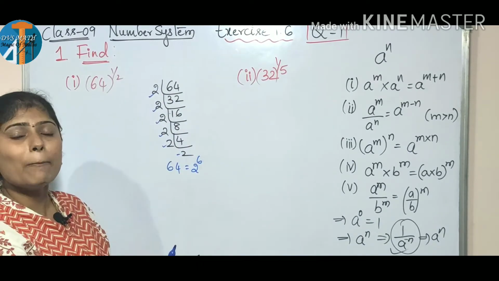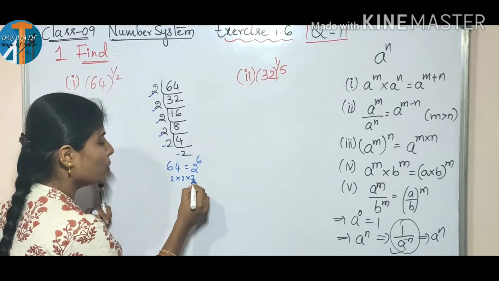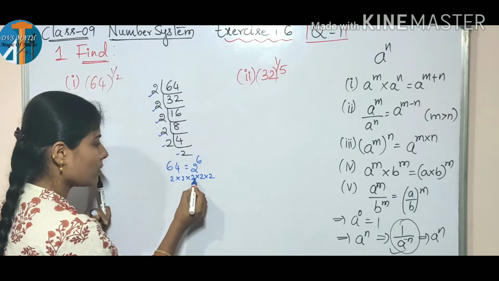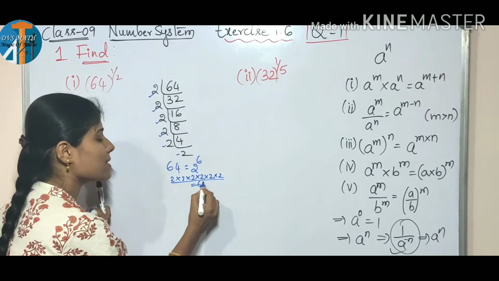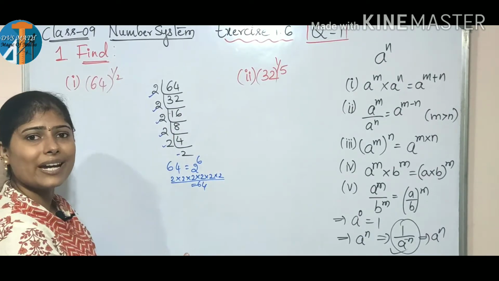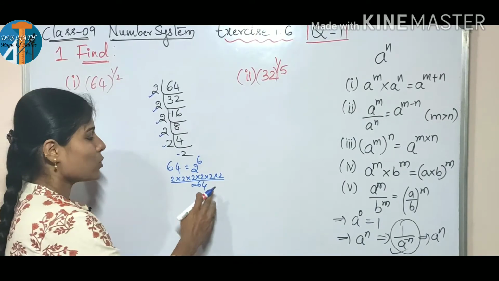That means if you multiply 2 six times, like this, 2 into 2 into 2 into 2 into 2 into 2, that is 6 times, you will get 64. 2 2s are 4, 4 2s are 8, 8 2s are 16, 16 2s are 32, 32 2s are 64. Correct. So 2 power 6.